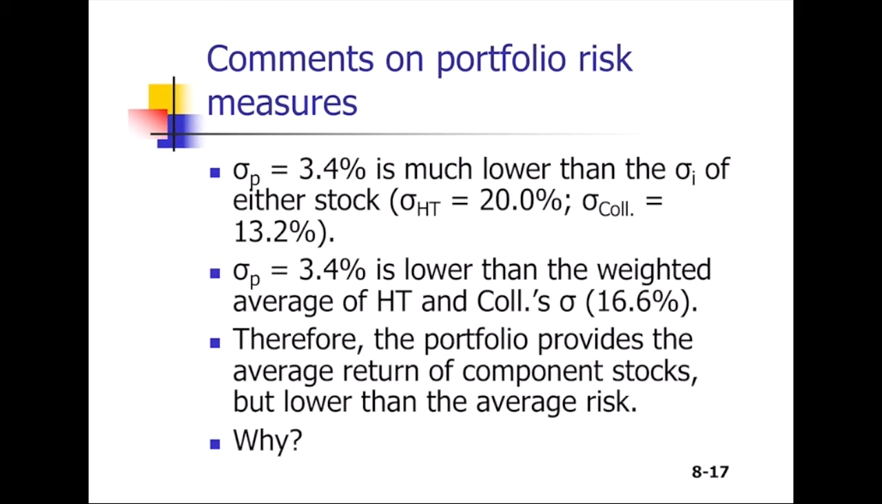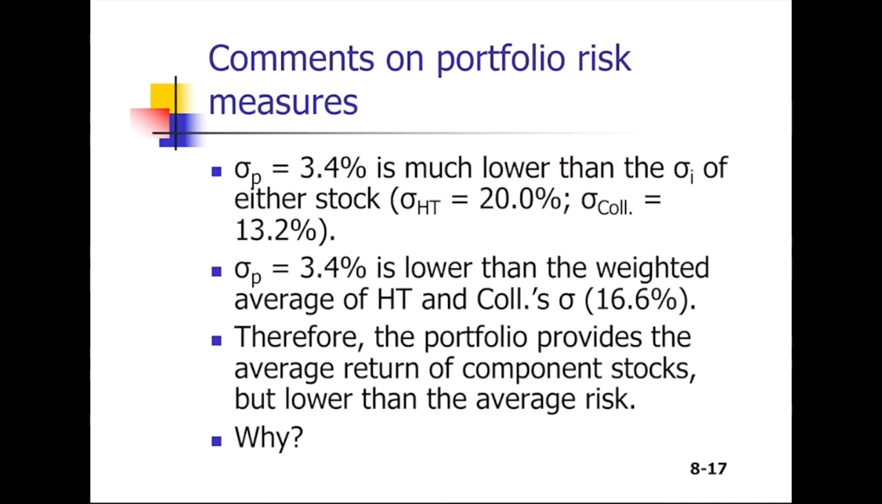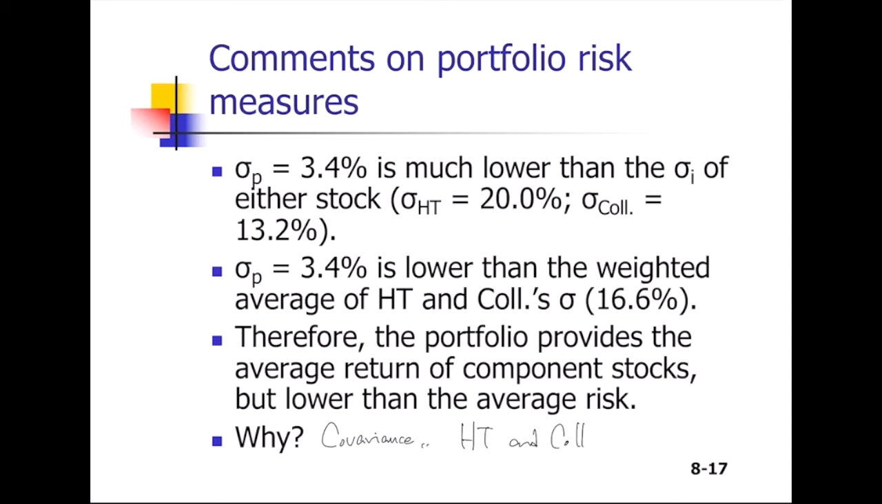Why does this happen? Because of the covariance concept, the covariance of the high-tech company and collection agency. We can say the high-tech company and collection agency are not perfectly positively correlated. Yeah, this correlation is related to this covariance concept.